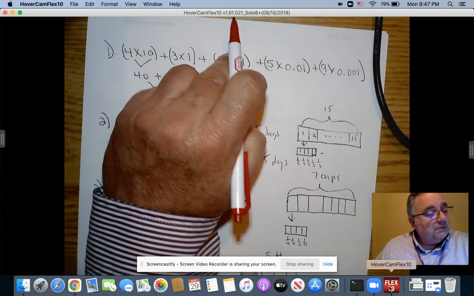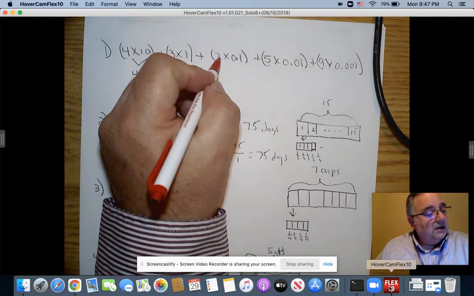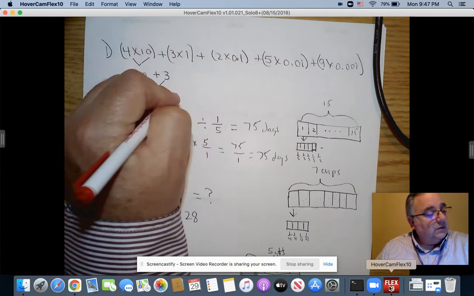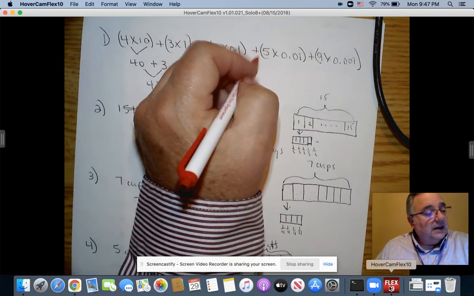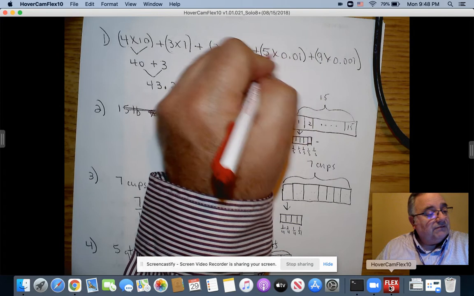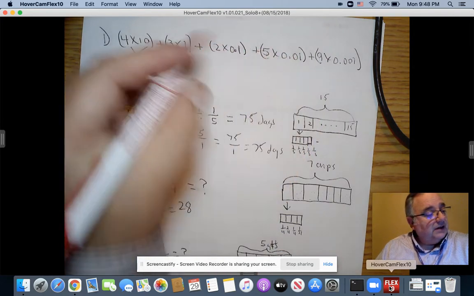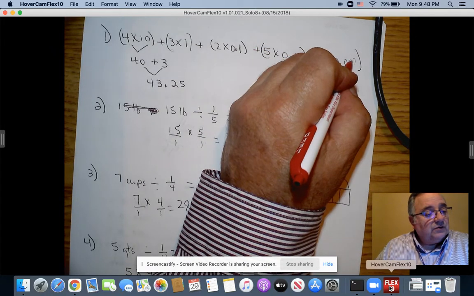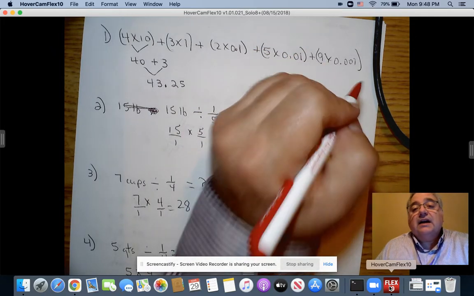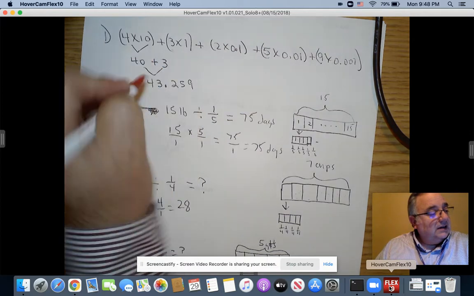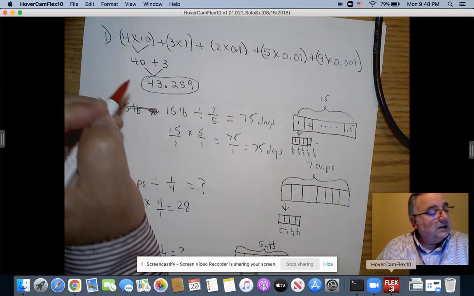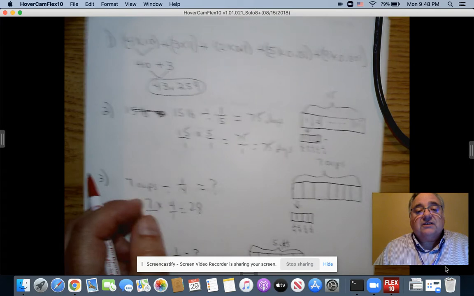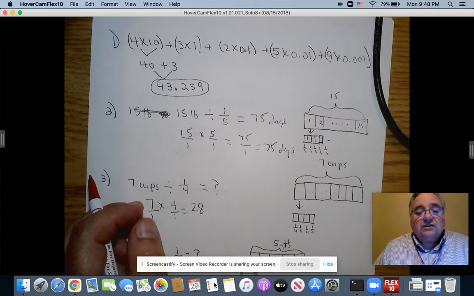So the very first place right after the decimal is 2 times 1/10, which equals 2. Then I have 5 times 1/100, so for the second place, that's going to be 5. And then I have 9 times 1/1,000, so that gives me 9. So the answer is 43.259. Let's go to the second problem.